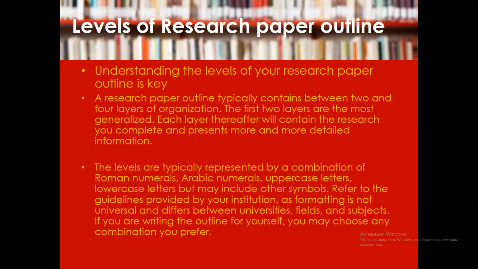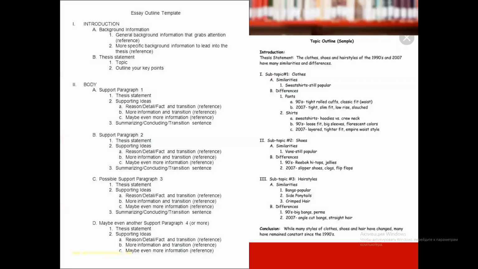The levels are typically represented by a combination of Roman numerals, Arabic numerals, uppercase letters, and lowercase letters, but may include other symbols. Refer to the guidelines provided by your institution, as formatting is not universal and differs between universities, fields, and subjects. If you are writing the outline for yourself, you may choose any combination you prefer. Here you can see 2 examples of the detailed outline.